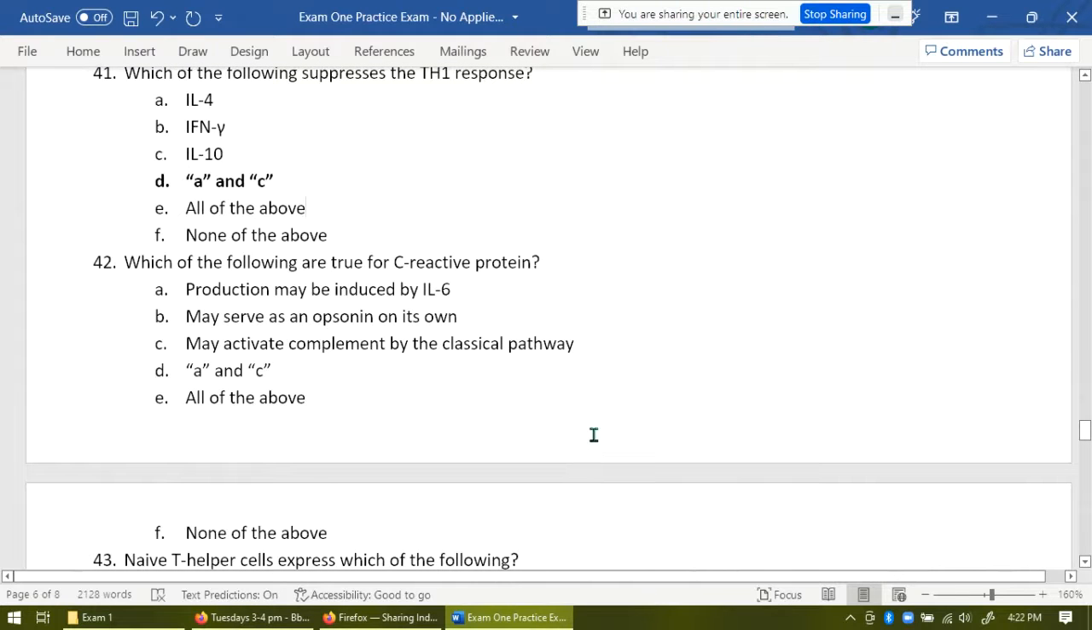Which of the following are true for C-reactive protein? May be induced by IL-6. That's true. May serve as an opsonin on its own. That one is also true. So it can bind to pathogen surfaces, and it can mark them for phagocytosis by two different IgG receptors. May activate complement by the classical pathway. That one's also true. Right.